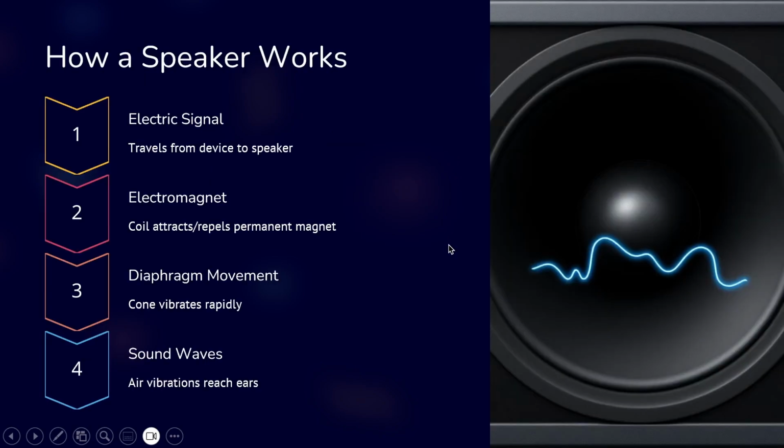When you press play on a song, a tiny electrical signal travels from your phone, computer or TV to the speaker. Here's what happens next. The electric current flows into the coil, turning it into an electromagnet. Now the coil is attracted and repelled by the permanent magnet inside the speaker. This movement makes the diaphragm, cone, move back and forth really fast, sometimes hundreds or thousands of times per second. This vibration pushes the air around it, creating sound waves that travel to your ears. So the speaker is basically turning electricity into vibrations, and these vibrations become sound.